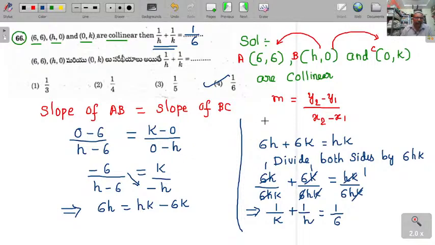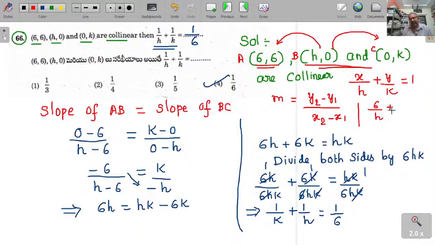But we have one more beautiful shortcut. See the equation of the line passing through B and C is given by x by h plus y by k equal to 1. Now it passes through (6, 6). Just substitute: 6 by h plus 6 by k equal to 1. Divide by 6, so that we get 1 by h plus 1 by k equal to 1 by 6. The answer is 1 by 6.